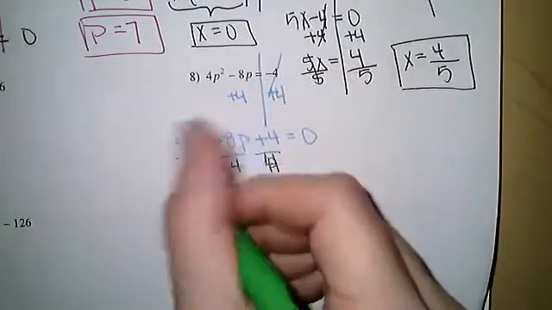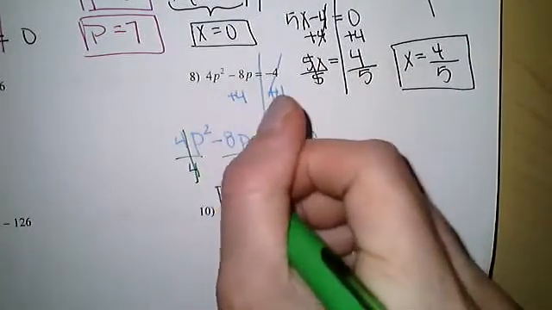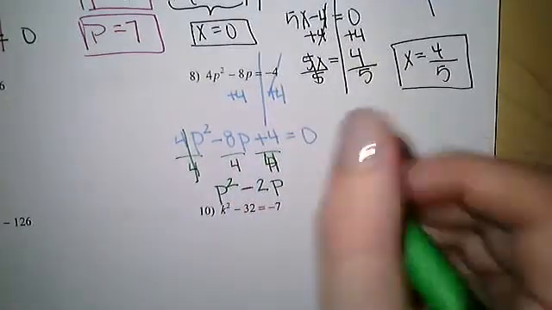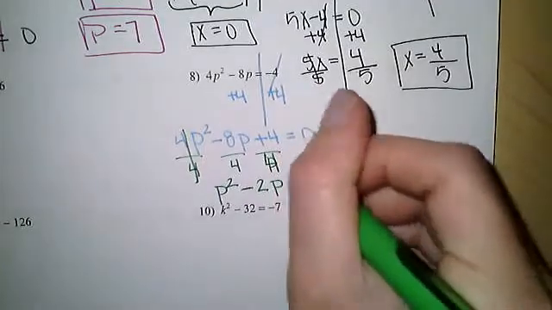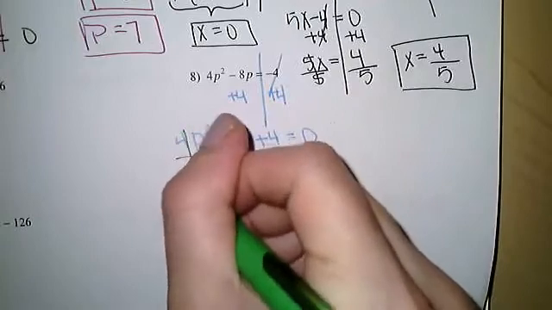So these 4s will cancel, leaving you with p squared. 8 divided by 4. Well, -8 divided by 4 is -2. And 4 divided by 4 is 1. And we want to remember that there is a 4 out front.